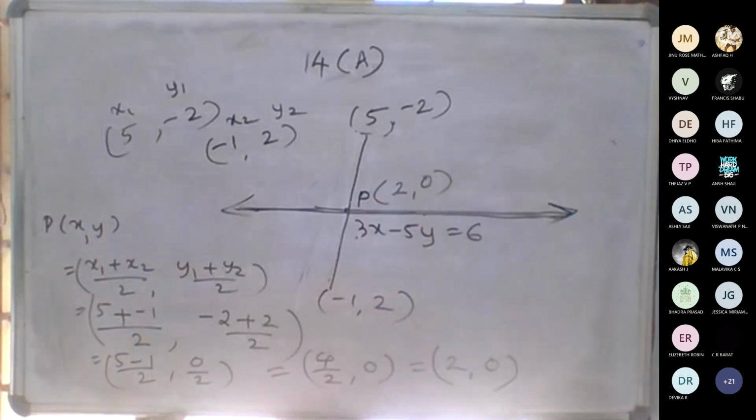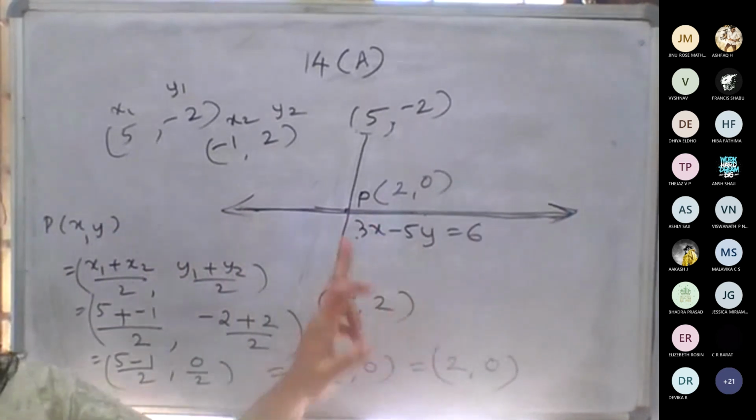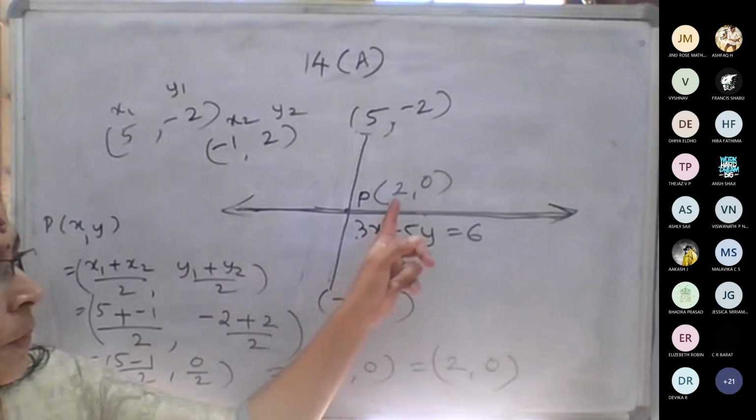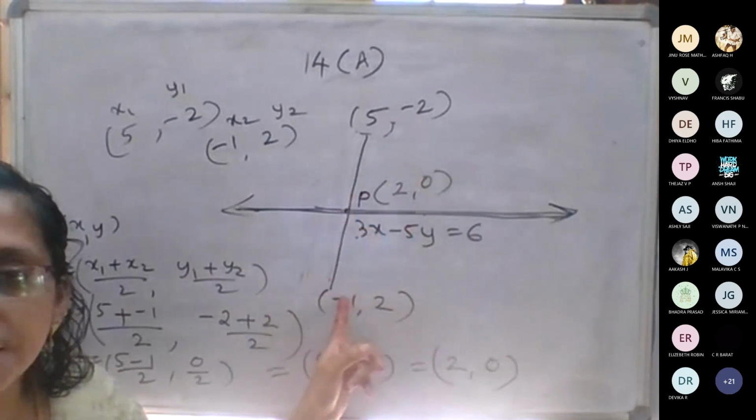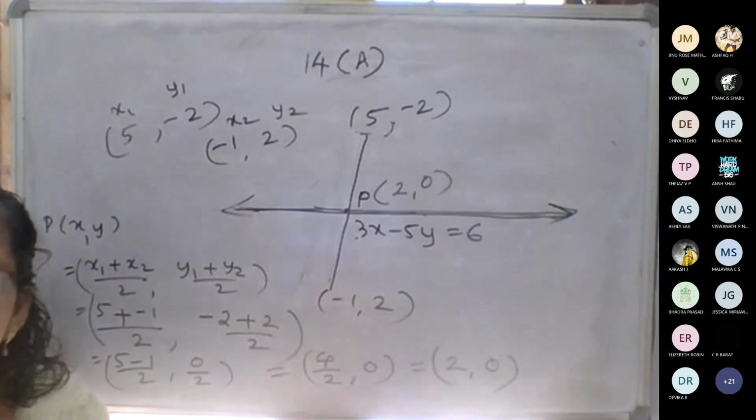2, 0. Then, does the line 3x minus 5y is equal to 6 bisect the join of these two points? So what do we want to do?